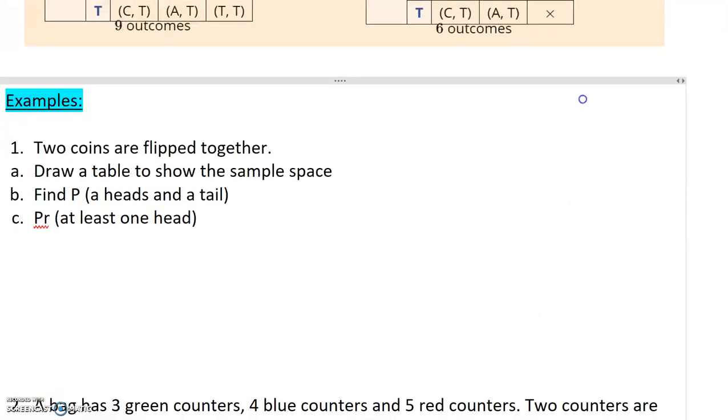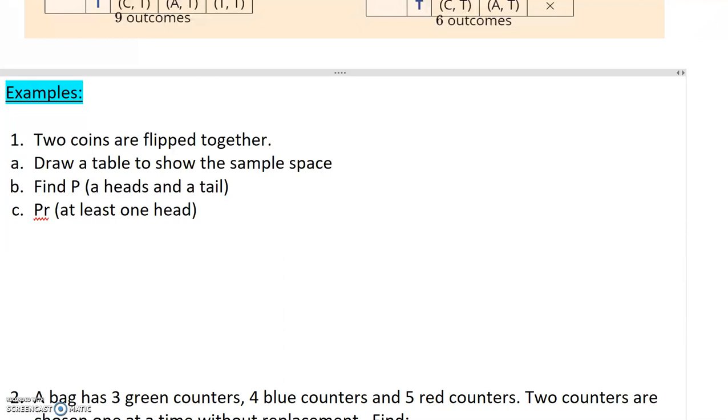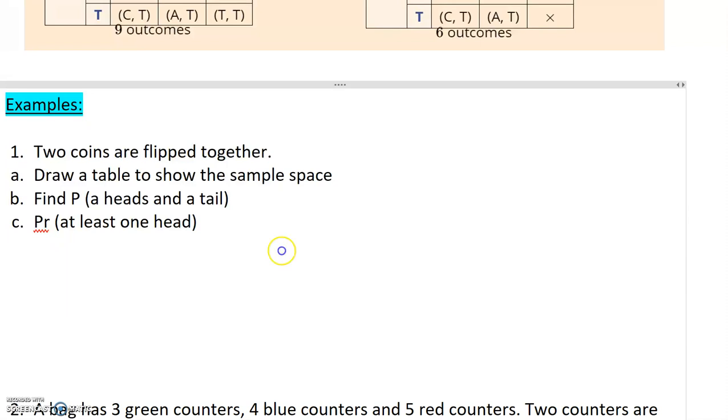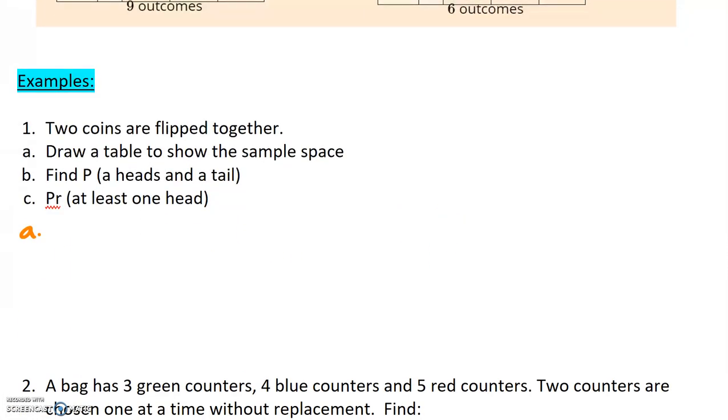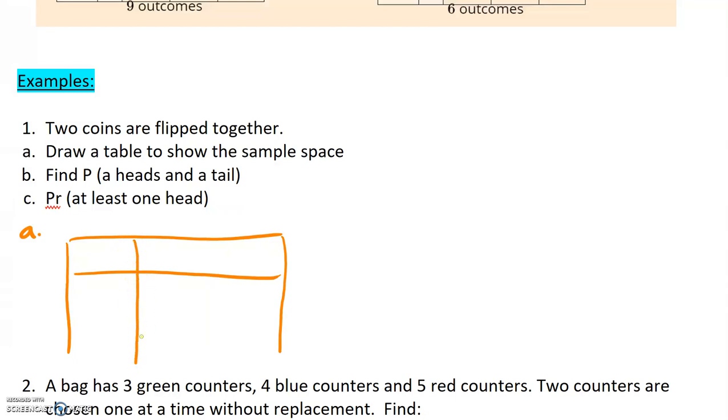Okay, so I'm just going to draw a table over here. Because two coins are flipped, we need to show that we have got, so this can be for coin 1, and over here can be for coin 2, or either way, it doesn't matter. But what are the outcomes on a coin?